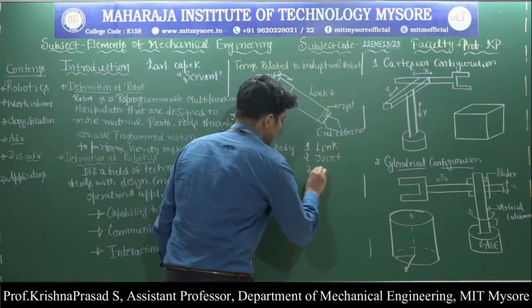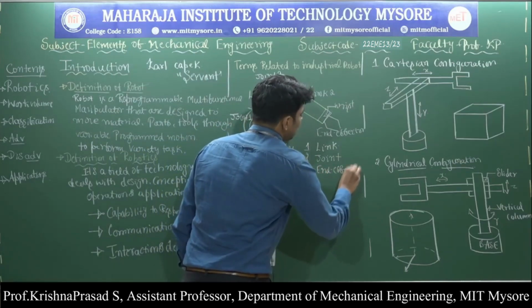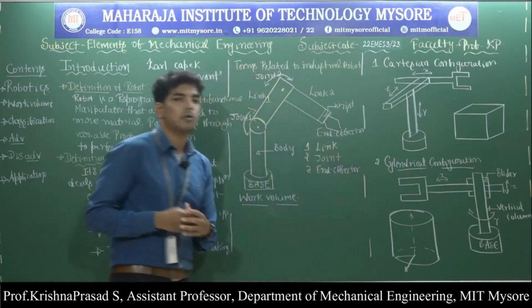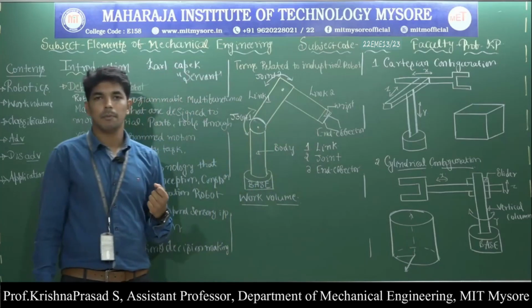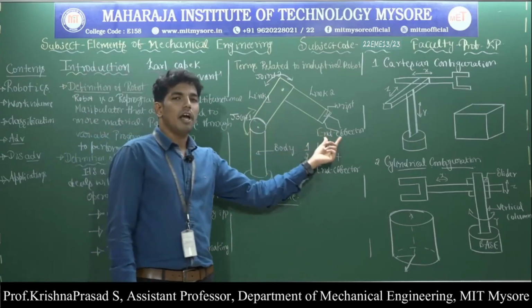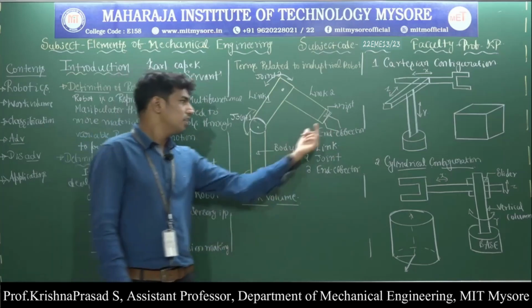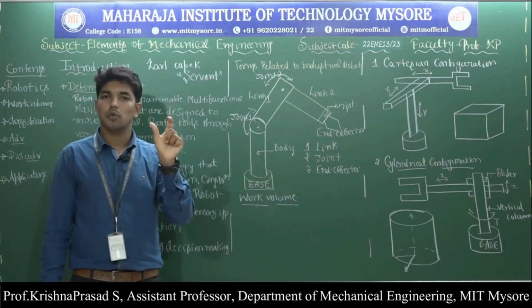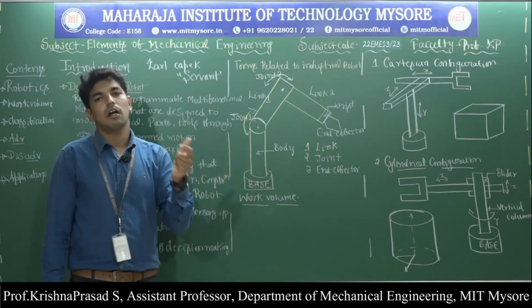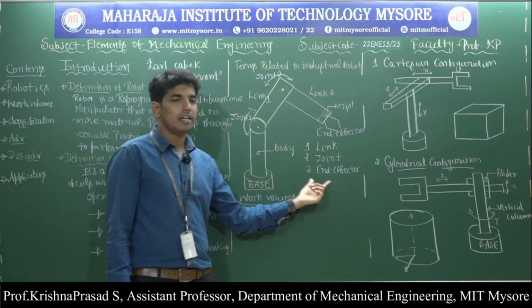Next, third one, end effector. What is meant by the end effector? That is very much important. The end effector is a tool or a gripper connected to the end of the robotic arm with the help of the wrist. This end effector is usually in the form of a hand or a tool in order to perform a variety of tasks based on the application. So this is called the end effector.